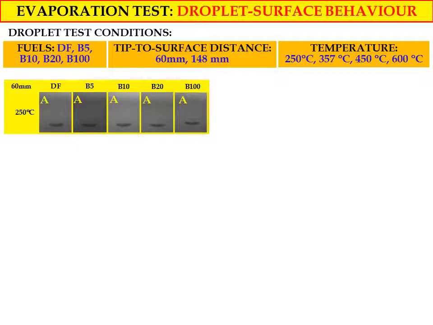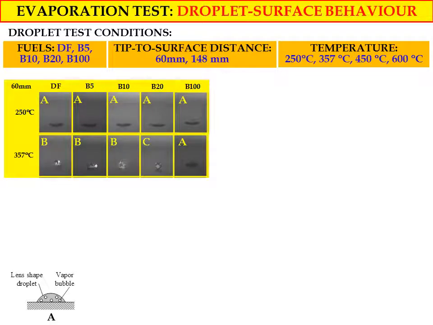So this is the result in terms of droplet surface behavior when the tip-to-surface distance is 60 mm. This photo was captured using a high speed camera. At 250 degrees Celsius, all fuels tested have the same droplet surface behavior when the droplet impinges on the hot wall: a lens-shaped droplet attaches on the hot surface and then vaporizes. At this point, the droplet lifetime is normally very high, so we have a low rate of evaporation.